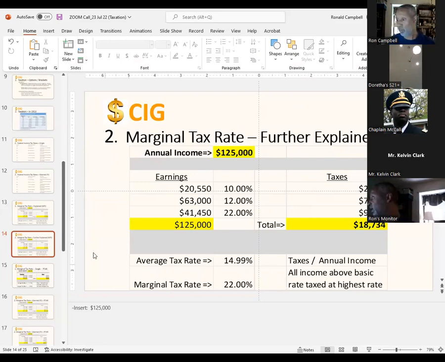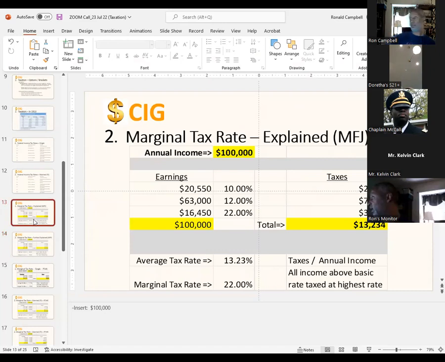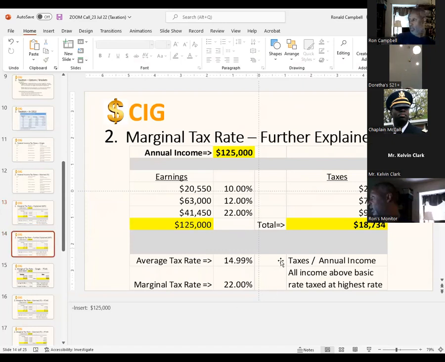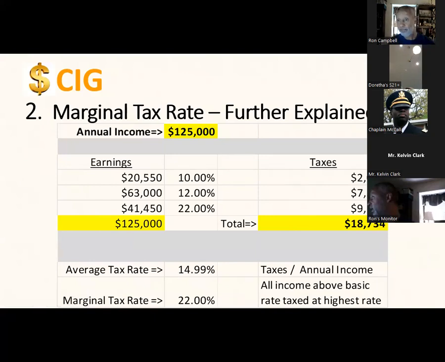So you see here, at $100,000 that person was only paying $13,000. And then when you go here, they're paying $18,000. So you see they paid almost $5,000 more for only earning $25,000 more. Now you see the effective rate went up to 14.99%, but the marginal tax rate stays the same.